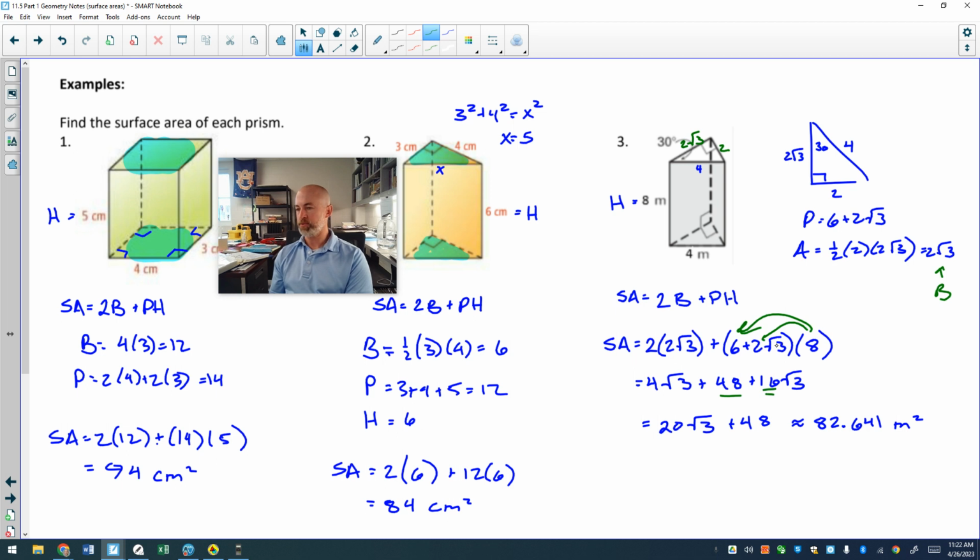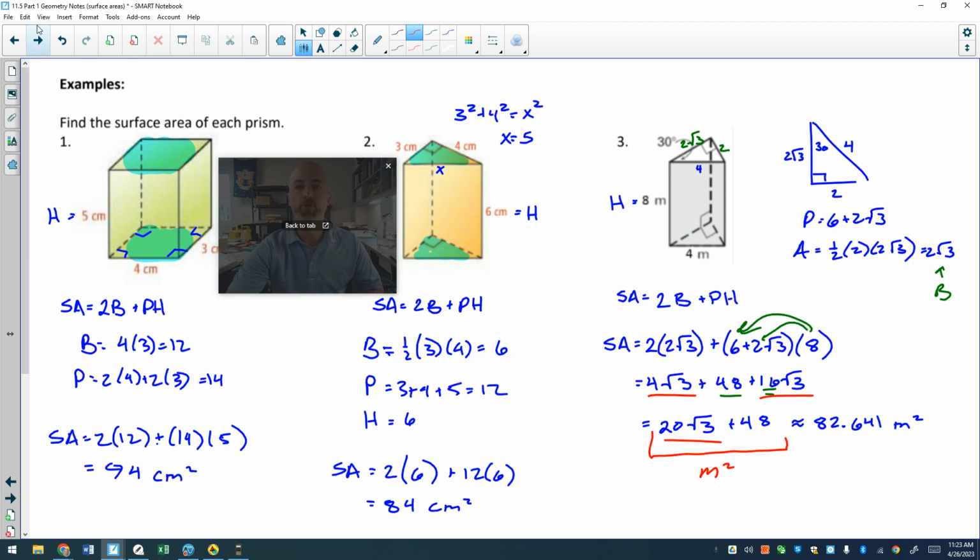You do not do 8 times root 3. The root 3 just kind of comes along for the ride. 2 times 2 root 3 is 4 root 3. And then when you combine at the end, 4 root 3 plus 16 root 3 is 20 root 3. The 48 comes along for the ride. I personally prefer to leave my answer in radical form. Units would be meters squared. However, if you threw that in a calculator, I got 82.641. Let's move on to other bigger and better things.